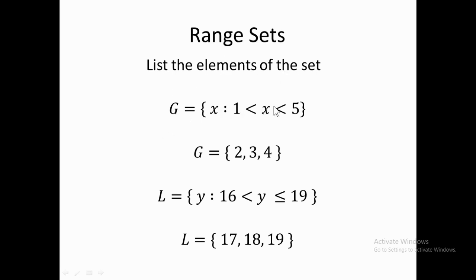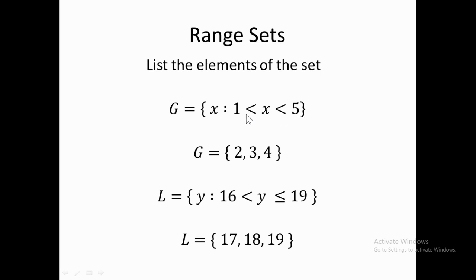If you look at the elements in that set G, it's such that set G has X elements in it, such that they now give us the range of values of those X elements. How can we get this? We're having that 1 is less than X and X is less than 5.